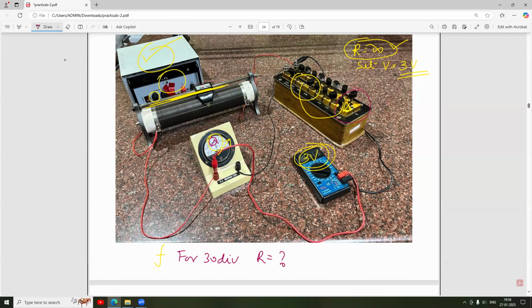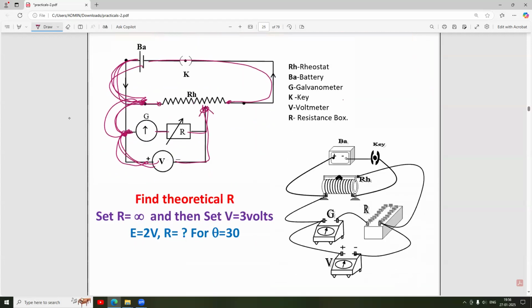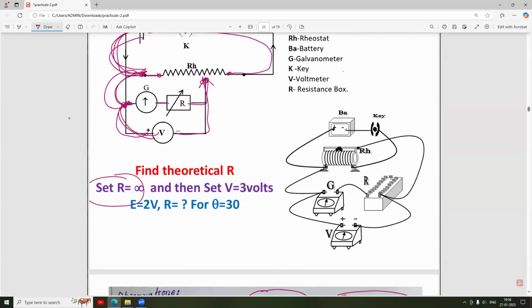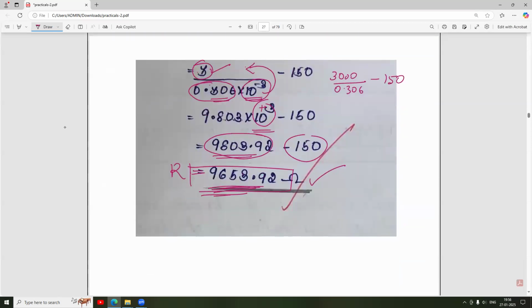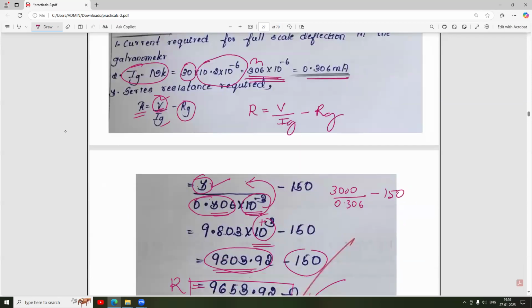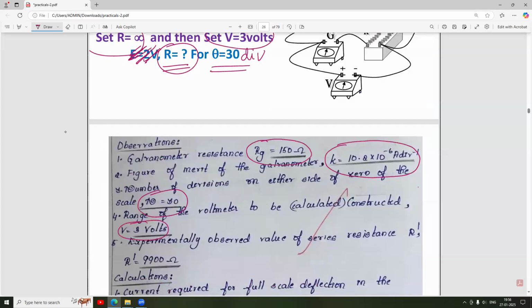For 30 divisions, what is the value of R? That has to be recorded, and that should be very close to the value of R that you have calculated here. So initially set R equal to infinity, set V equal to 3 volt, then for what value of R you get theta equal to 30 divisions deflection. So till the galvanometer shows 30 divisions, what is the value of resistance to be unplugged? That should be very close to the theoretical value that you have got here. If it is 9,600, you may get 9,500, 800 like that. So that's how we verify it. And then finally we write that the theoretical value and the experiment values agree with each other. That's how we conclude the experiment.